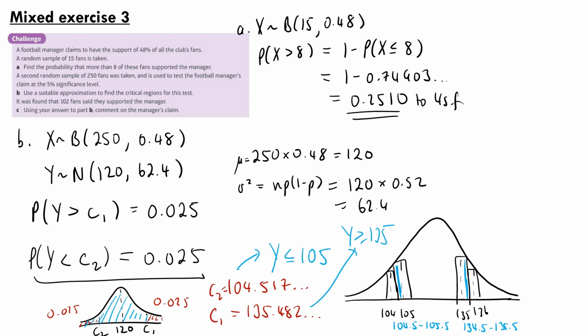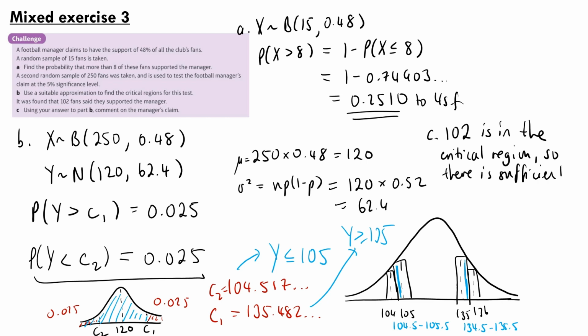And then for part C, we just need to conclude and comment on the manager's claim. Well, 102 is in the critical region. So there is sufficient evidence at the 5% level to reject the manager's claim.